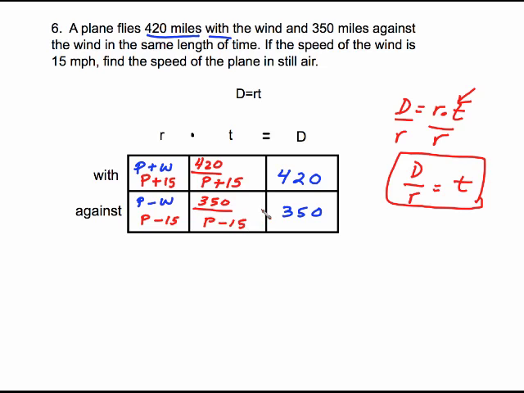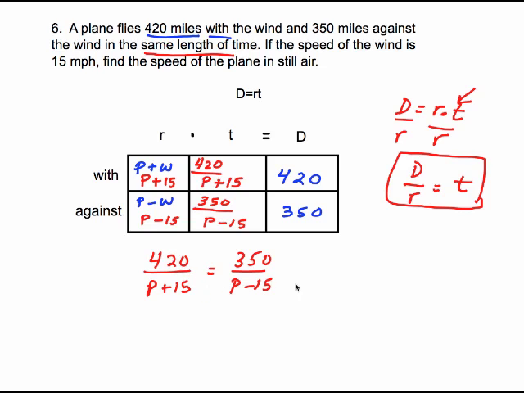Now, how does that help? Well, this is where we go back to the problem. It says it flies 420 miles with the wind and 350 miles against the wind in the same length of time. Same means equal. So finally, I'm going to have an equation, and my equation is 420 over P plus 15 equals 350 over P minus 15. This is a proportion. All we have to do is cross multiply and solve.